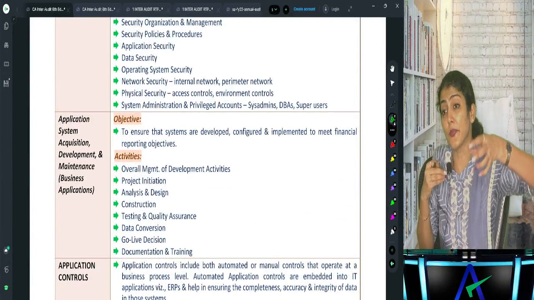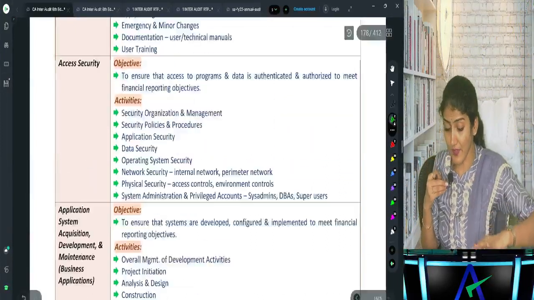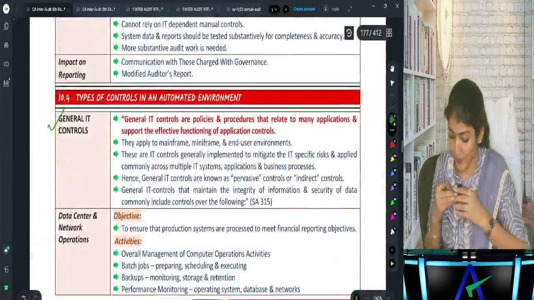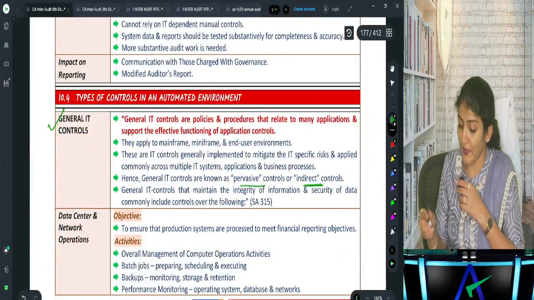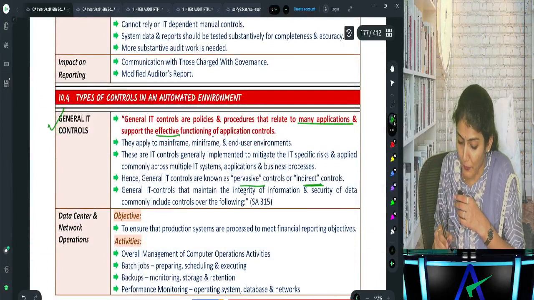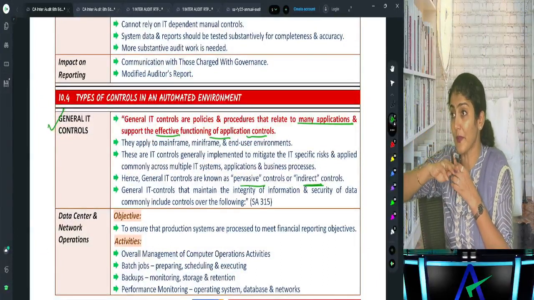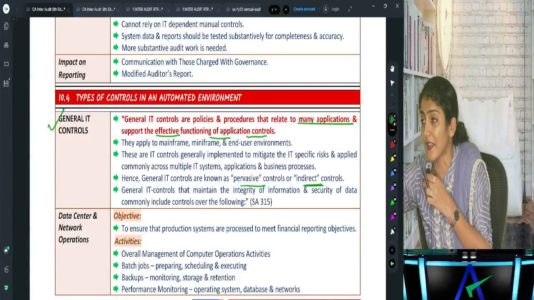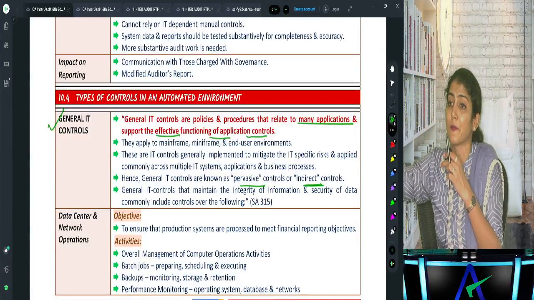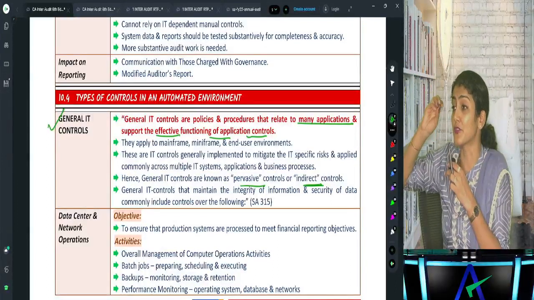What do you mean by general IT? Overall, right? So what does it say? These are the pervasive or the indirect controls. They relate to many applications and support the effective functioning of the application control. So that's why we said, if the general IT controls are effective, only then the application and the IT dependent manual controls can be effective. But what is first important? That the general IT control should be effective.